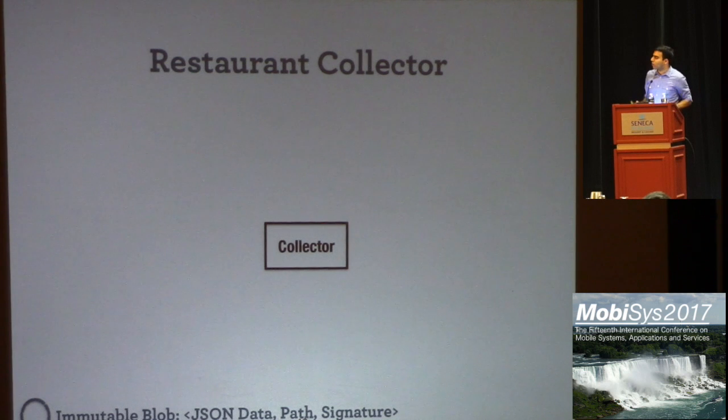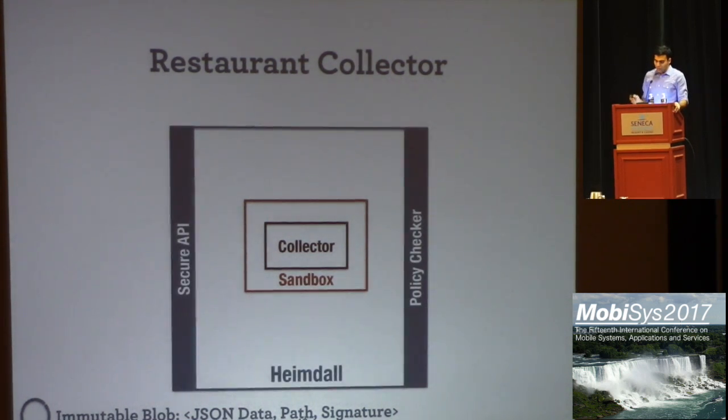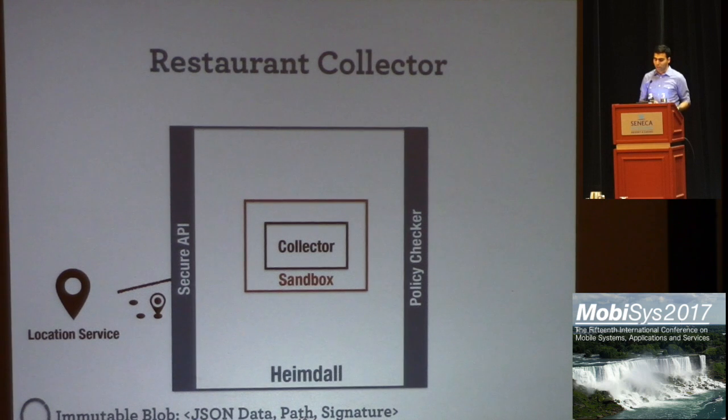So the way our system works is that the developers will write a collector for the type of data they're interested in, in our framework. Our framework runs this collector inside the sandbox. We don't need to know what the collector is doing, what algorithm it's performing to provide its recommendation. It's just a black box for us, where we control what data goes in and what data goes out. So Heimdall provides this collector with a set of secure APIs to connect with other sensors and also the trusted services. If the collector wants to get the user location, it will ask a secure API for the user location, and it will provide it in the form of immutable blobs.